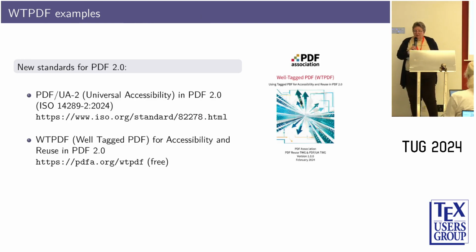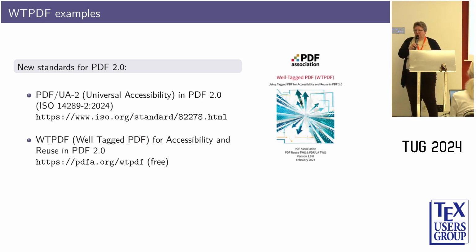The well-tagged PDF examples. At the beginning of the year, two standards were released. The first is PDF/UA-2 for PDF 2.0. That's an ISO norm, costs some money, and you can get it at ISO.org. It's about accessibility.